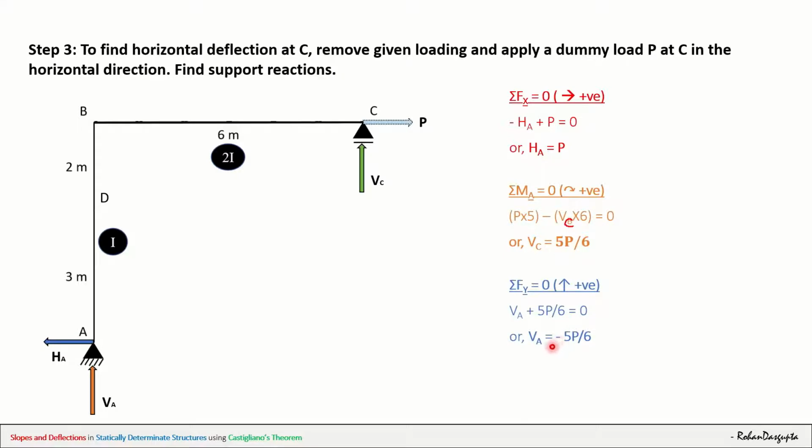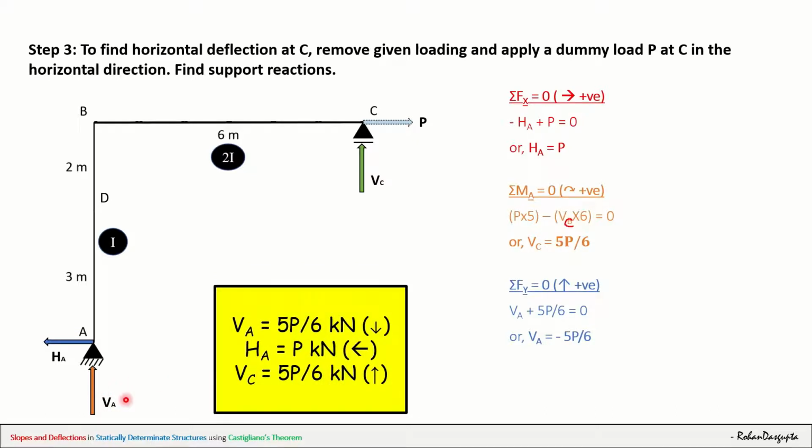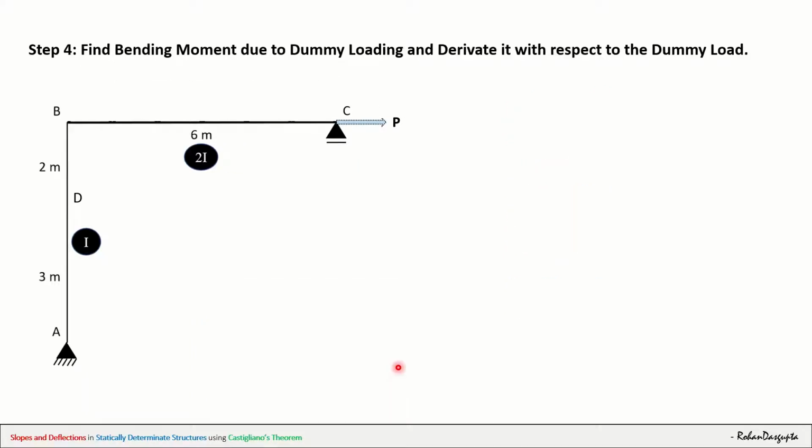What does this mean? This means that our chosen direction of VA is wrong. We thought that it is in the upward direction, but actually VA is in the downward direction. So you can either show it like this, 5P by 6 in the downward direction, HA equal to P in the left, and VC 5P by 6 in the upward direction, or you can directly show it in the figure. 5P by 6 I'm putting in the downward direction, HA towards the left, and VC towards the upward direction.